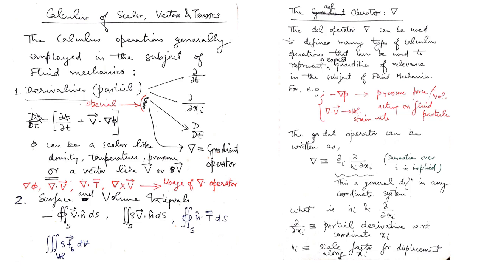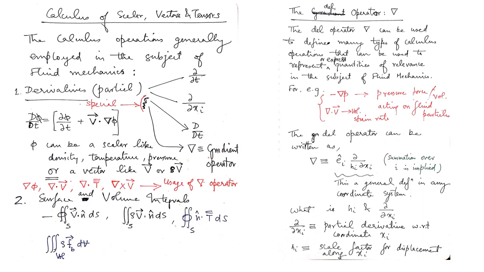So del is just a symbol which is actually this operator. What is this operator? The operator has a unit vector and a partial derivative written as del over del xi, and it is multiplied by 1 over hi. Okay, so you can read it this way: ei del over del xi, pre-multiplied by 1 over hi.